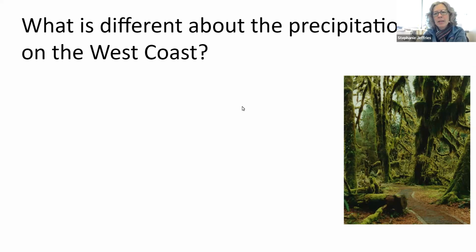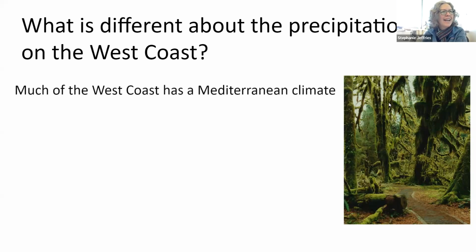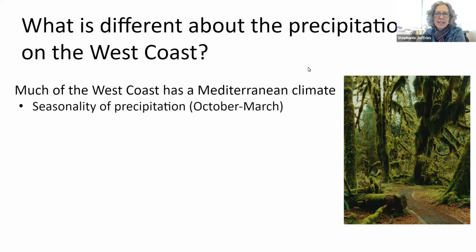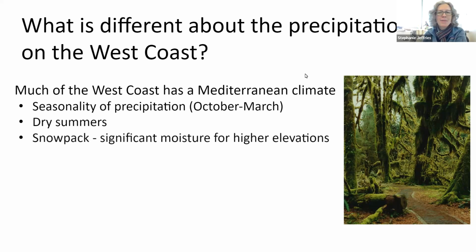So what is different about the precipitation on the West Coast? You can see this forest structure is very unfamiliar. It's not like anything we've seen in the East. Much of it has a Mediterranean climate, and that extends all along the Pacific coast. What that means is that the seasonality of precipitation is quite important. Most of the rainfall is not during the regular growing season. It's October through March. It tends to have very dry summers, so it's a great place to spend the summer, and then rain. You've probably heard about Seattle and the amount of rainfall that they get.